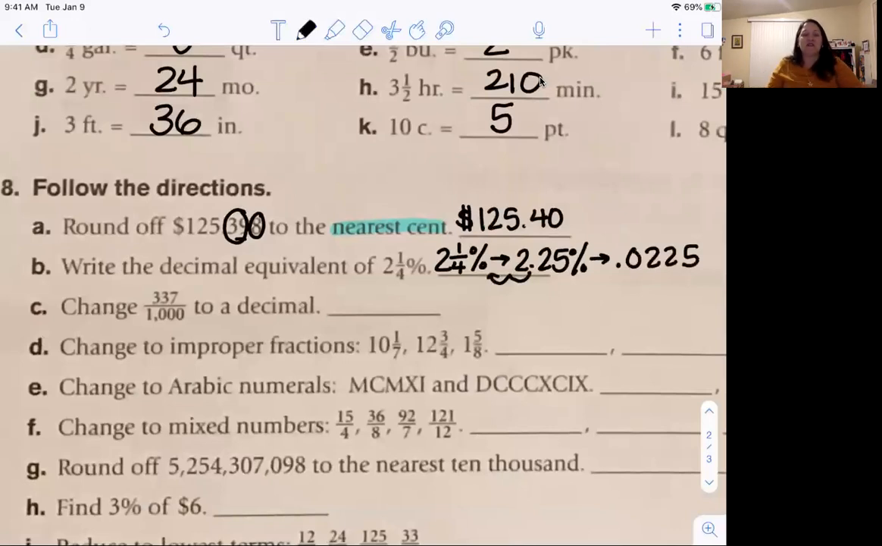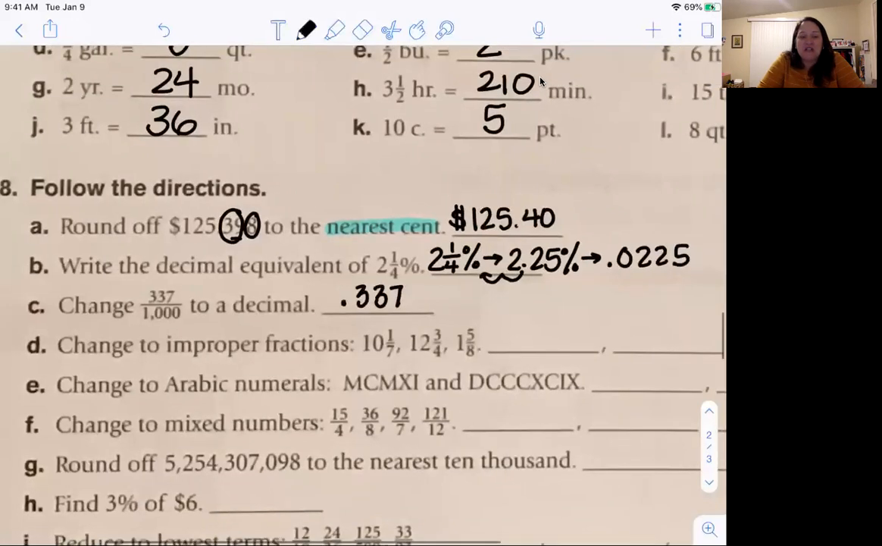Okay, letter C, change 337 over 1,000 to a decimal. Well, let's read it. 337 thousandths. 337 thousandths. Simple as that.